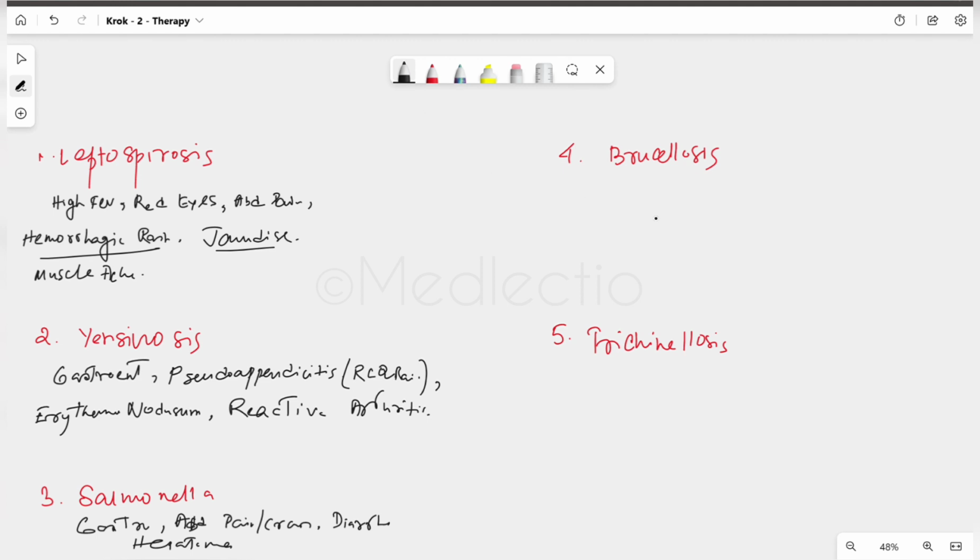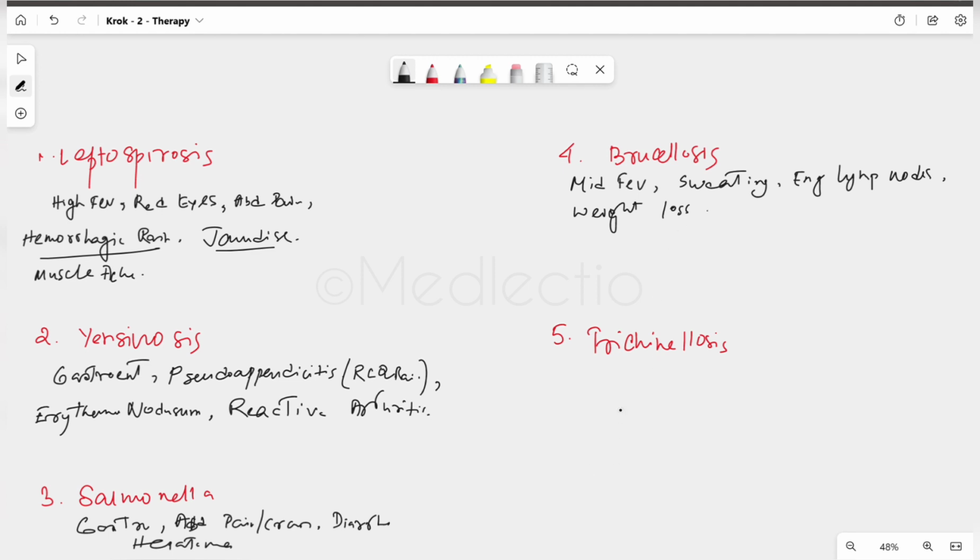Okay. In brucellosis, we can have mild fever, then sweating, enlarged lymph nodes, then weight loss.